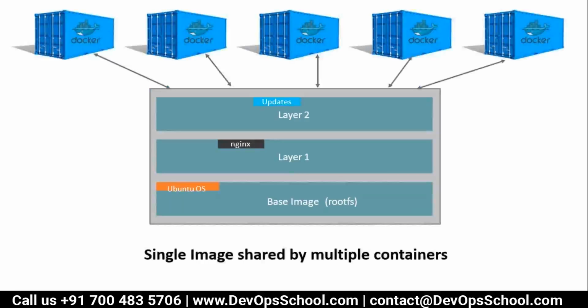So multiple layers form together and create one image, and that same image is shared with multiple containers. Let me put it in a simple way. You people want to access my laptop, but with your own user ID. So I will create an account for all of you on my laptop. When you log in, you all see a desktop, you all see my downloads, documents, this, that, and all. But none of these are actually shared.